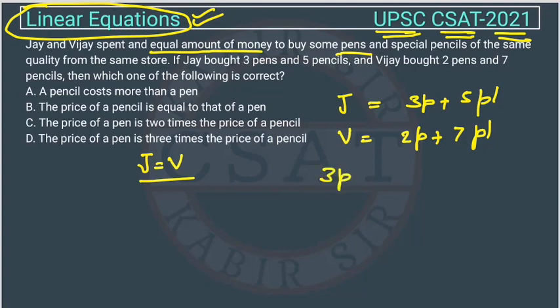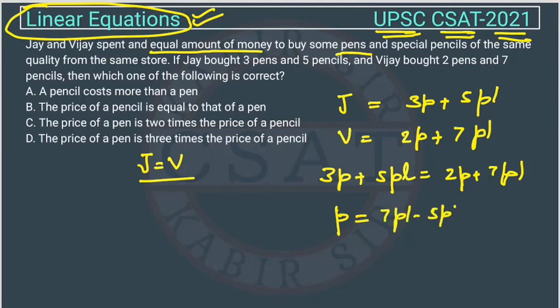So 3 pens plus 5 pencils is equal to 2 pens plus 7 pencils. 2p will come this side, 5 pencils will come this side. So pen is equal to 7 pencils minus 5 pencils, which is 2 pencils. So 1 pen is equal to 2 pencils.